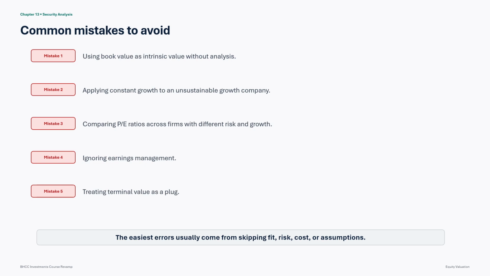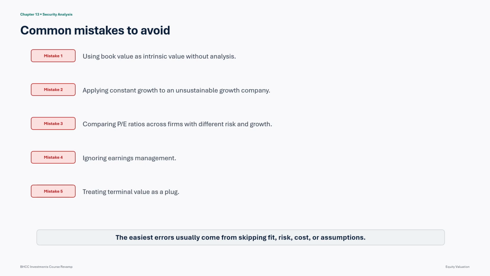Mistake 5 is treating terminal value as a plug. The terminal period should represent a mature economic state. Growth, margins, reinvestment, and return on capital must be mutually consistent. An exit multiple should also be justified by the company's expected characteristics at that future date, not borrowed from whichever peer group makes the target price work.